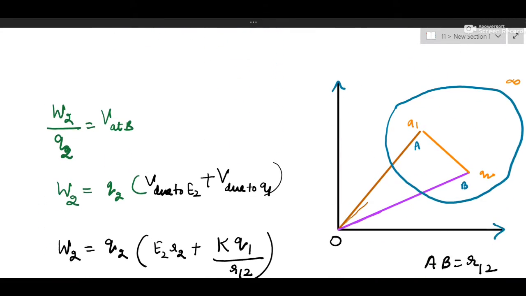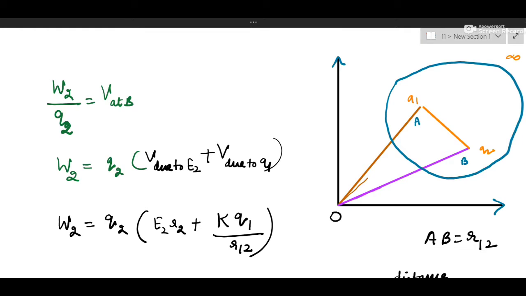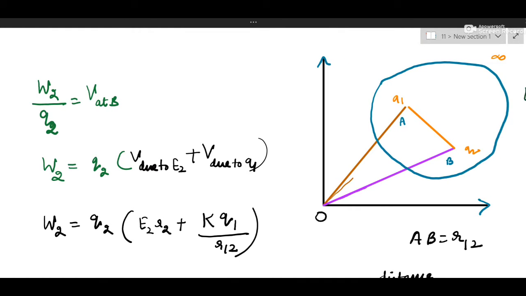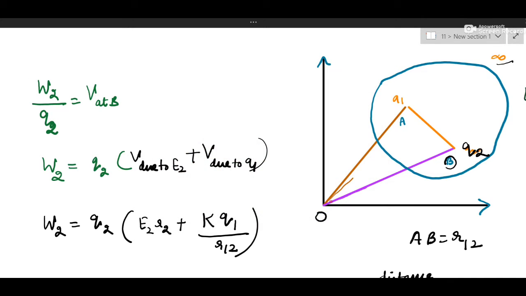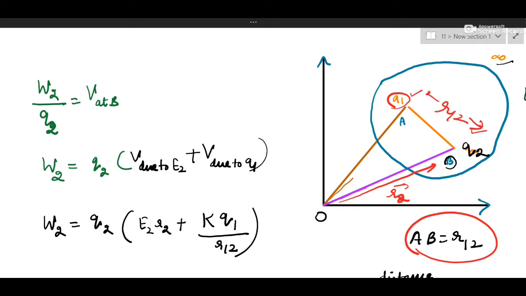Now we will bring the second charge because it is a topic of electrostatic potential energy of two point charges. You can see in the figure there is one more point B. From infinity we have brought a charge Q2 and kept it at B. We keep in mind that there are certain new distances to be shown. One is OB, which is the position vector R2, and one is the distance between A and B, which is the distance between Q1 and Q2, and we denote it as R12.